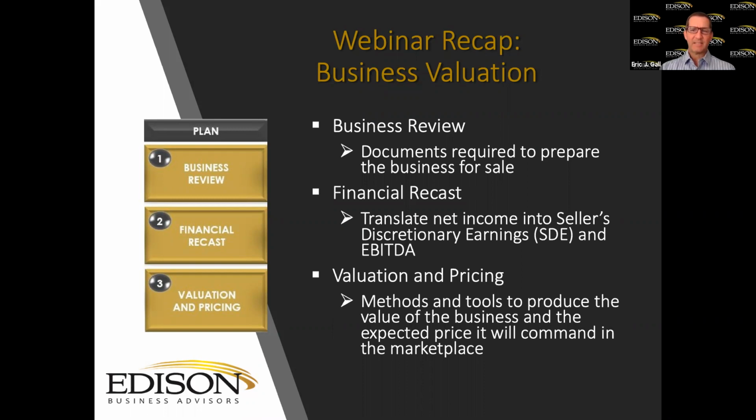That's really taking the net income of a seller's financial statements, which are prepared primarily for tax purposes, and recasting those to come up with what the seller is actually putting in their pocket on an annual basis, which we call seller's discretionary earnings, or EBITDA. The real focal point of that session was getting down to valuation and pricing. We talked about the methods and tools that we use to produce the valuation of the business, and how we go about setting a price to go to market.